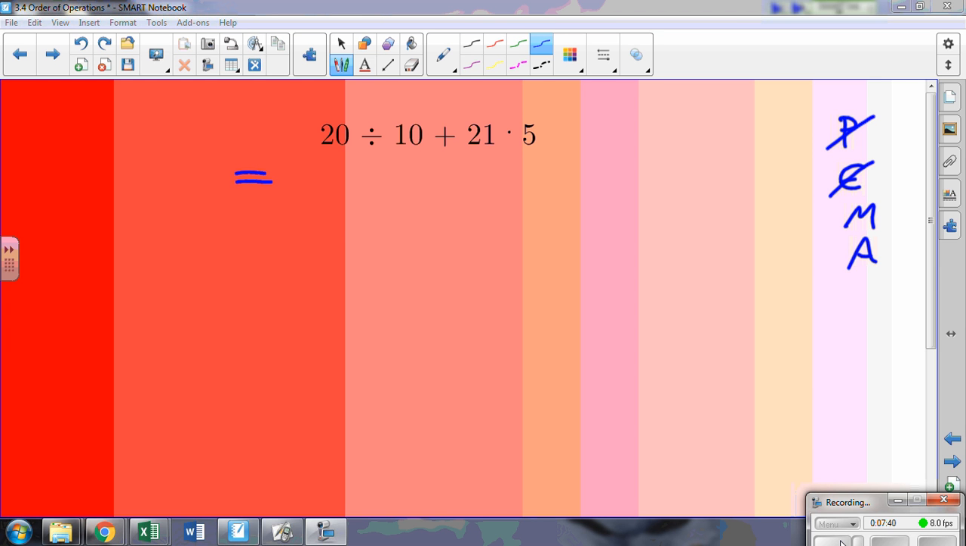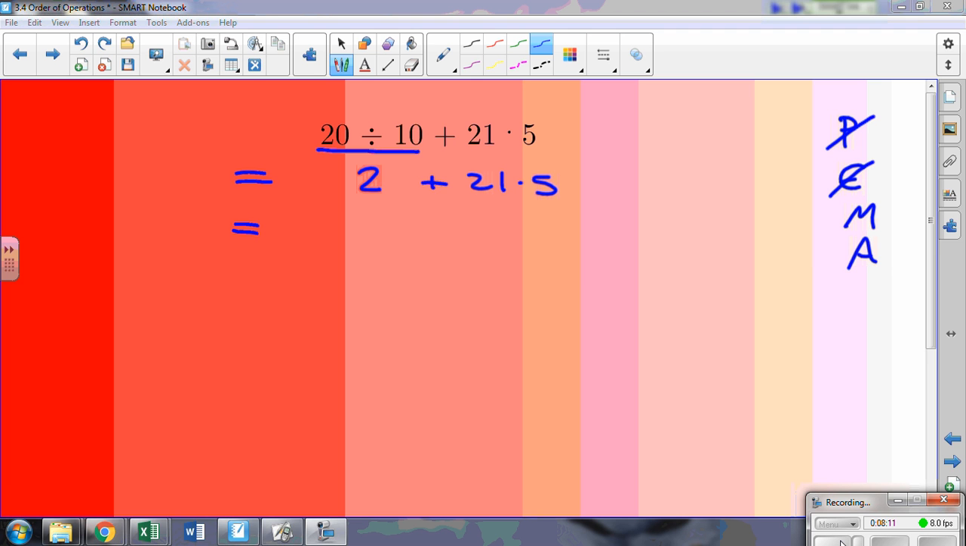It's not multiplication before division. When you have mixed multiplying and dividing, it's like a book, from left to right. Which one is farther left, the multiplication or the division? The dividing is. That should be done before the multiplication. 20 divided by 10 equals 2. Now we'll bring down all our other stuff.